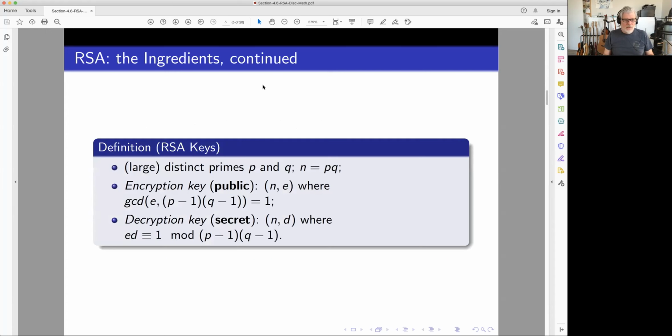Okay. So again, what are our RSA keys? We have our two primes, P and Q, which are different. N is equal to P times Q. The encryption key, which is public, is the pair N, E. N is the product of the two primes, and E is some number that is relatively prime to (P minus 1) times (Q minus 1). The decryption key is the pair N, D. D is an inverse of E, mod (P minus 1) times (Q minus 1). So everything is there.